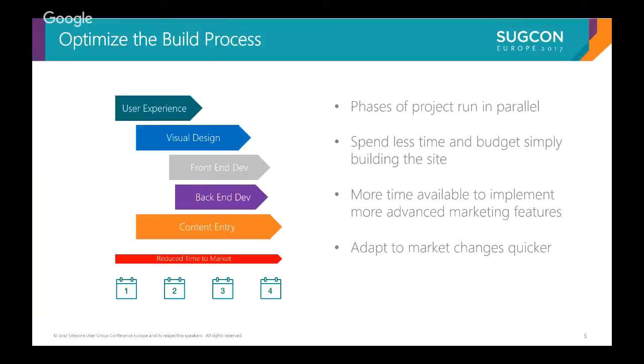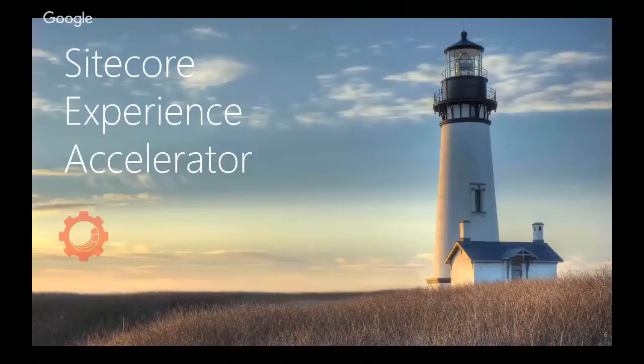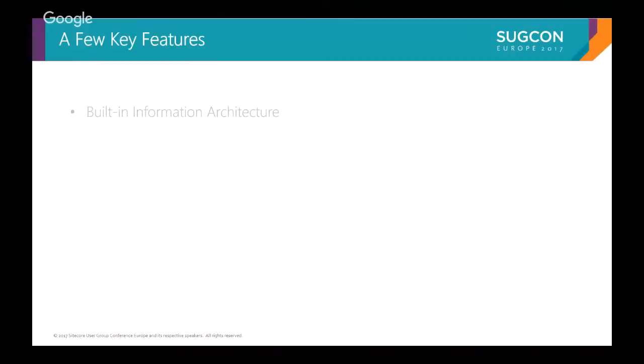We're giving a lot of power to the marketing organization because we're shrinking this time to market down. We are allowing them to adapt to market changes quicker. They can spin up a whole new site a lot faster, and add new pages a lot faster with the toolkit that's there. And then most importantly, they start realizing the return on the investment that they made in the platform a whole lot sooner. So this is where Sitecore Experience Accelerator comes in.